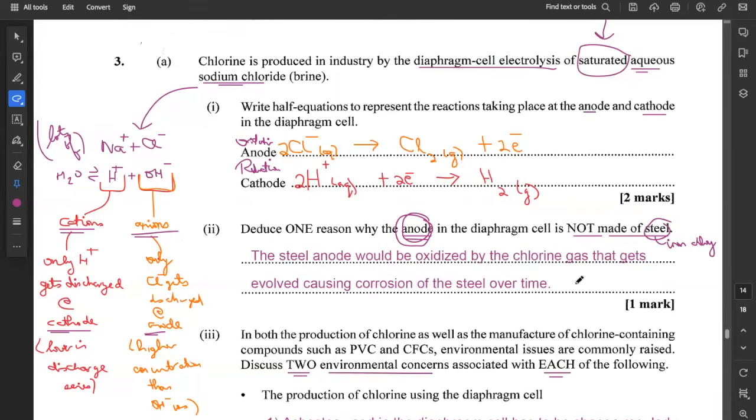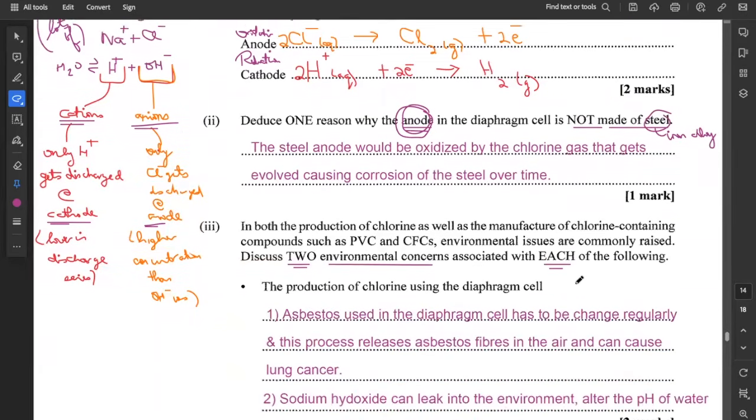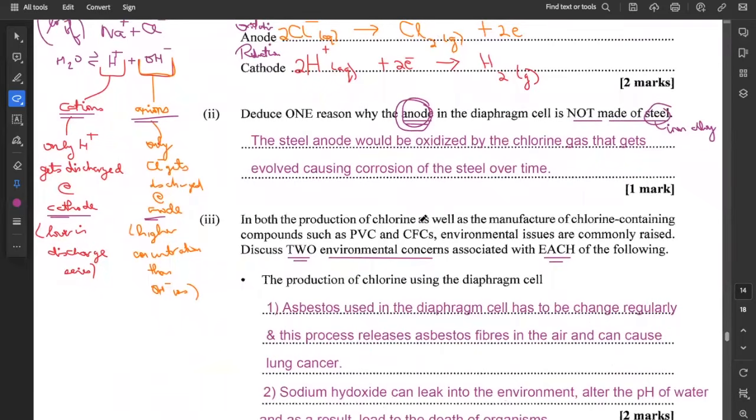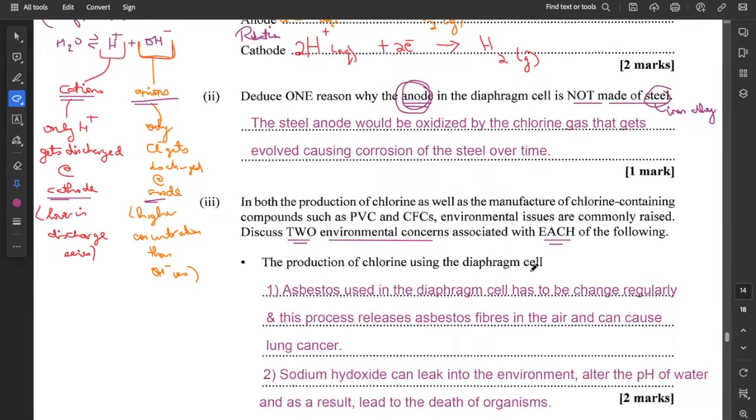So moving along to part 3, part 3 says, in the production of chlorine, as well as the manufacture of chlorine-containing compounds like PVC or chlorofluorocarbons, environmental issues are commonly raised. Discuss 2 environmental concerns associated with each of the following, okay? So the production of chlorine using diaphragm cells, what are some environmental concerns that arise from that?